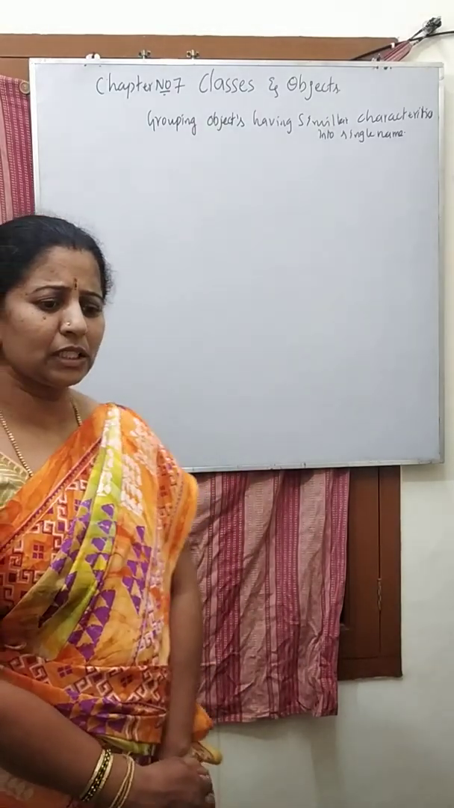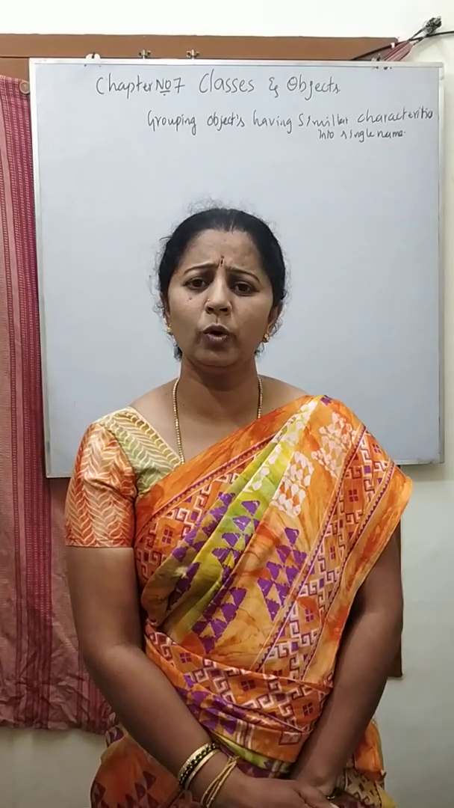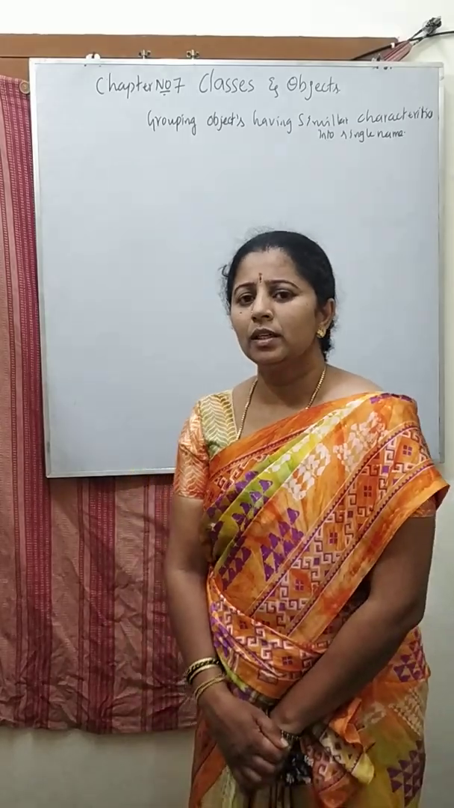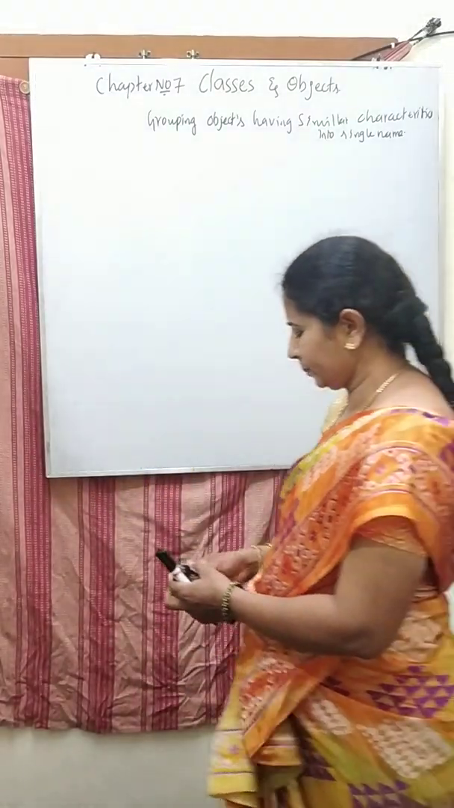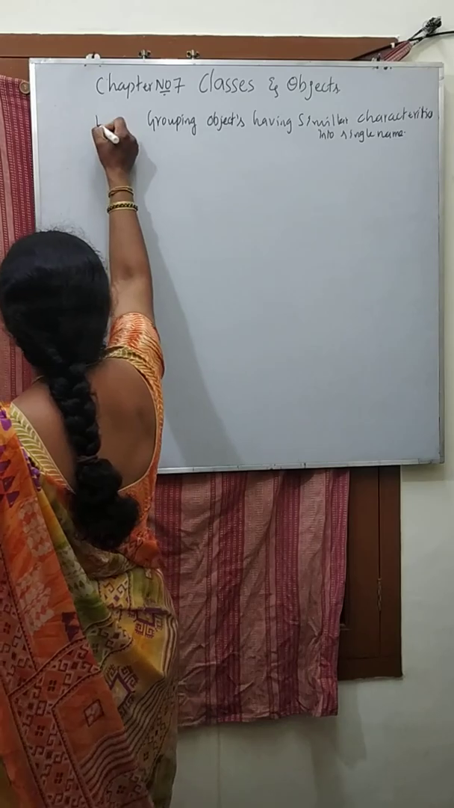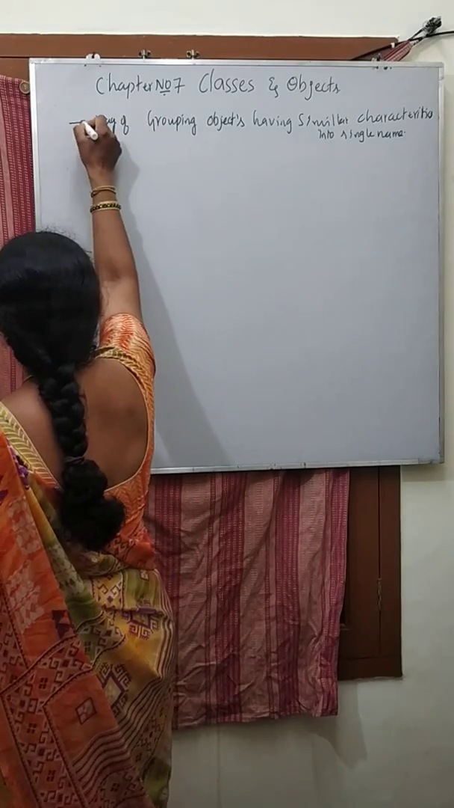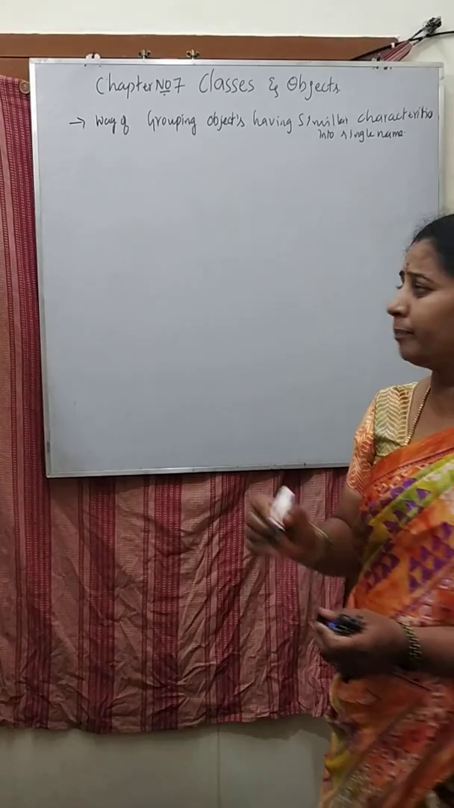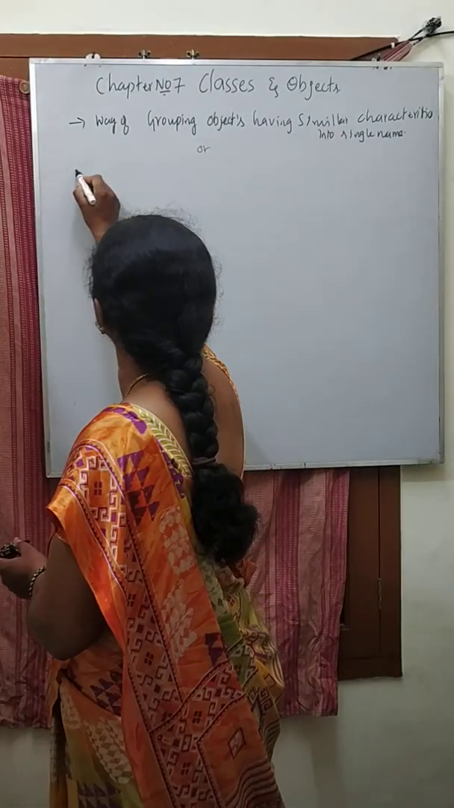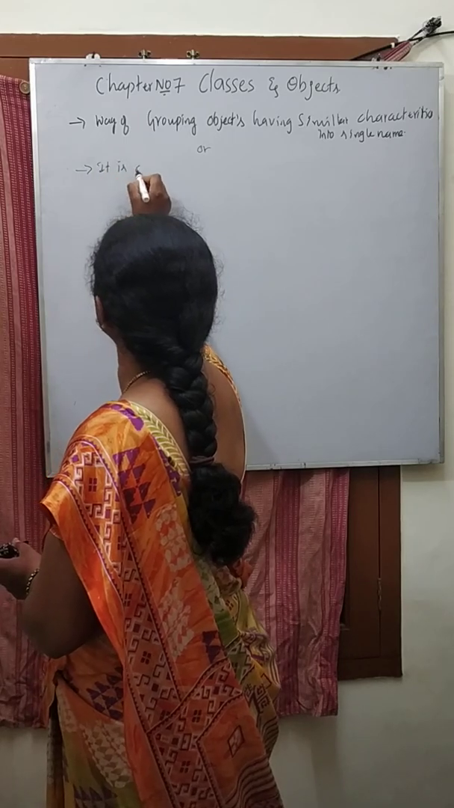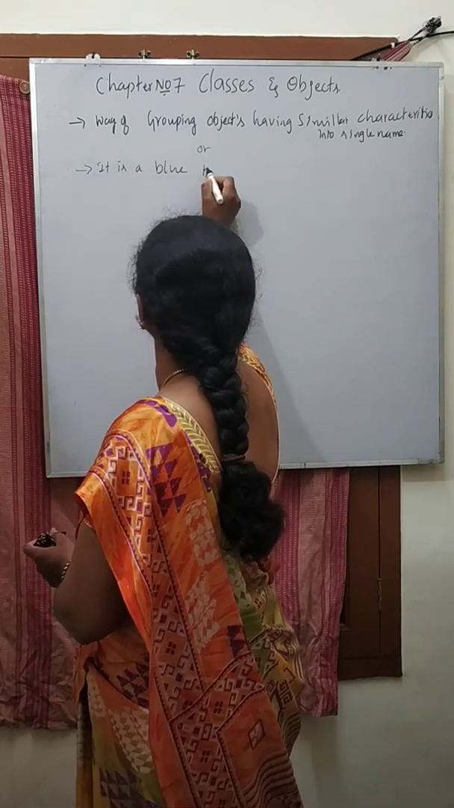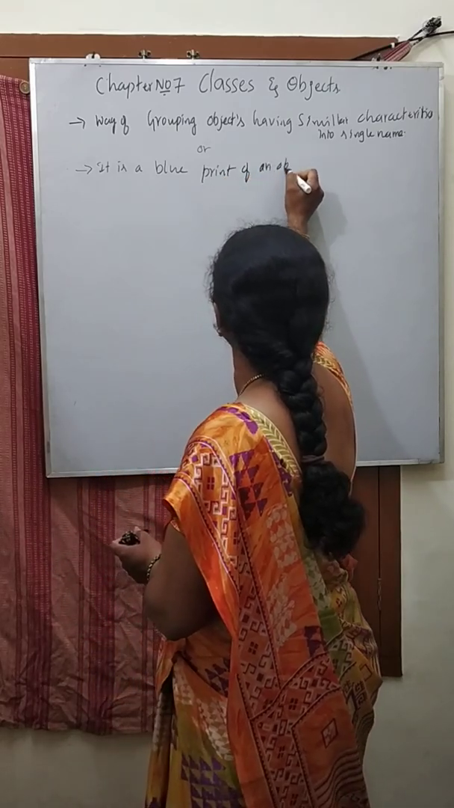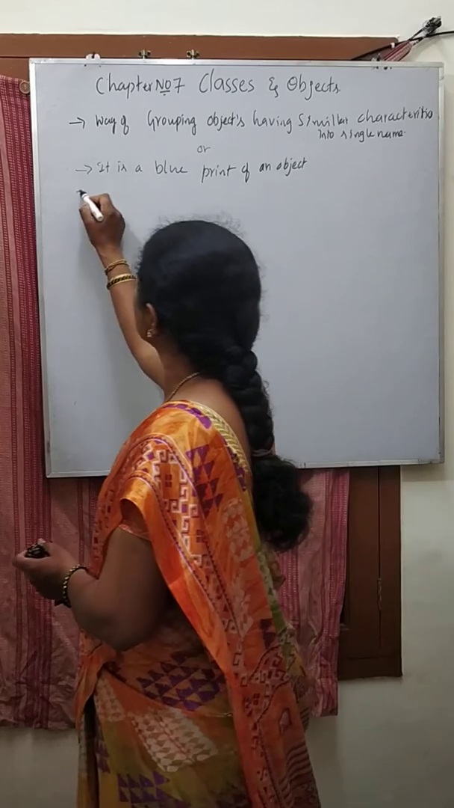What is a class? Class is a way of grouping objects having similar characteristics. What is that? It's a way of grouping objects having similar characteristics into a single name, or it is a blueprint of an object. Blueprint of an object.